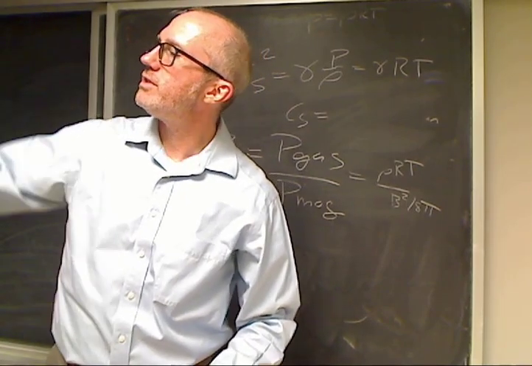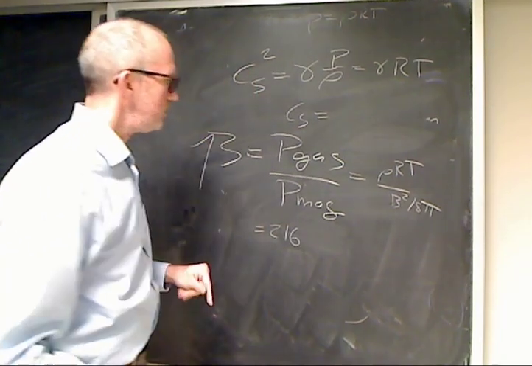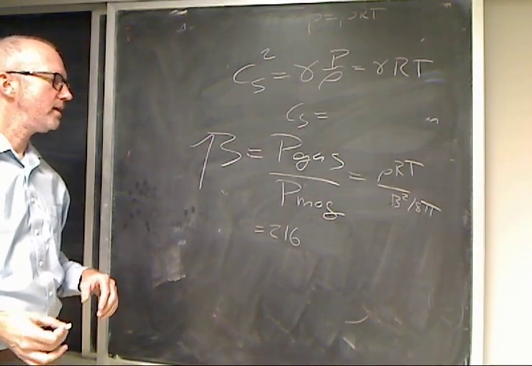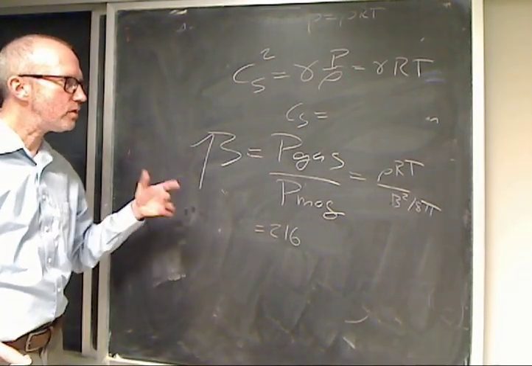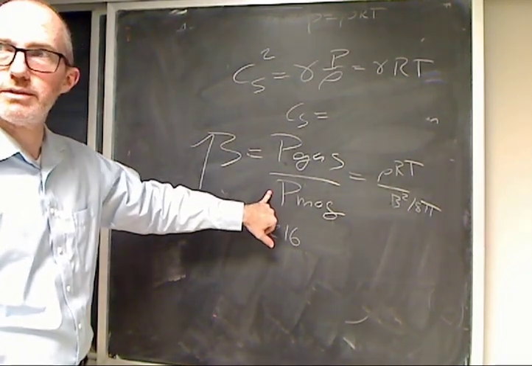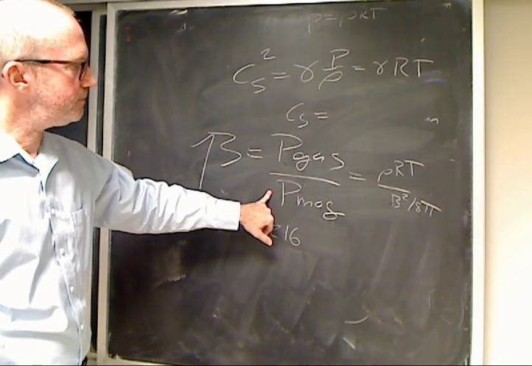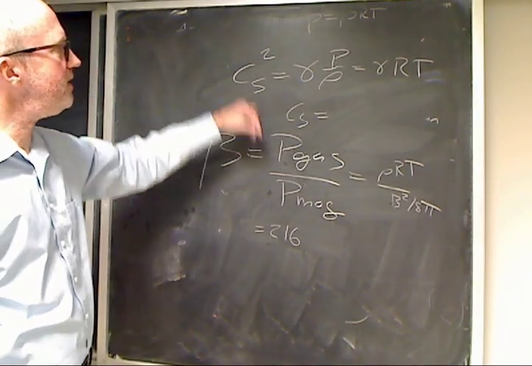And you get 216 for the gas that I described. So what does that number tell you? That tells you that the gas pressure is substantially larger than the magnetic pressure. Probably large enough that you can ignore it, but not always. But the Alfvén speed is really high.